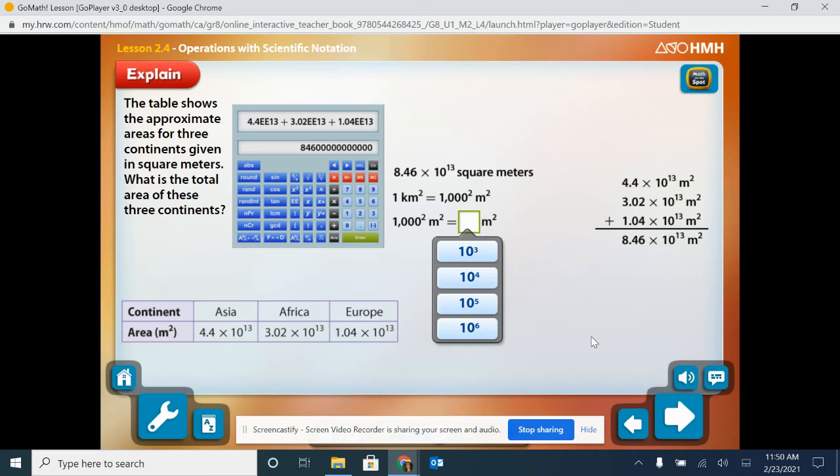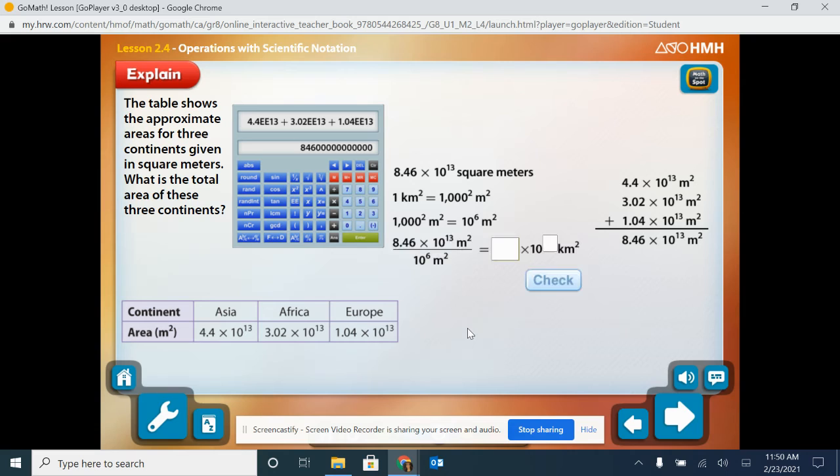How is 1,000 squared written in scientific notation? So remember, 1,000 means 10 to the third power. So what is 10 to the third power to the second power? So I'm going to have a total of 6 zeros. So it's going to be 10 to the sixth power. Great job. 1,000 squared is equal to 10 to the 6th power.